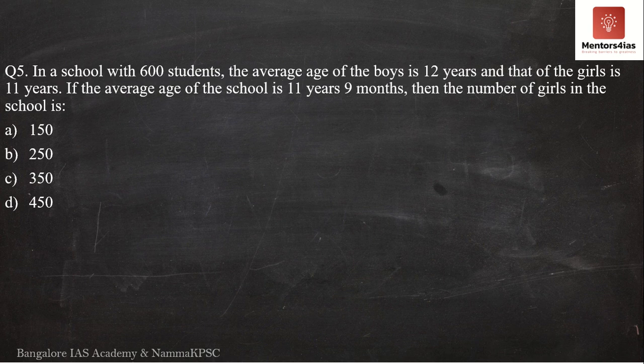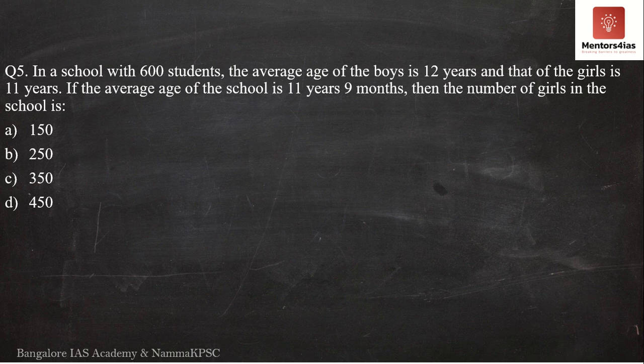Next question, question number 5. Question number 5 says, in a school with 600 students, the average age of the boys is 12 years and that of the girls is 11 years. So, if the average age of the school itself is 11 years 9 months, then the number of girls in the school is what? So we have to determine the number of girls in the school.